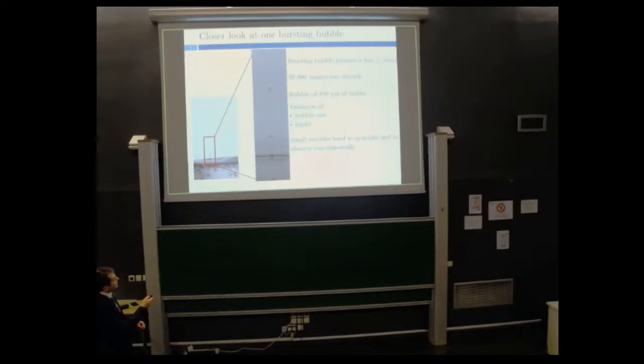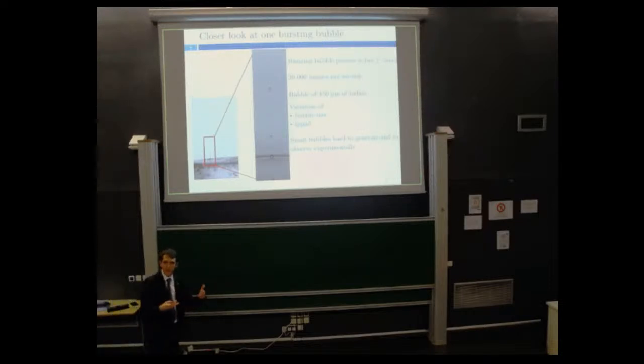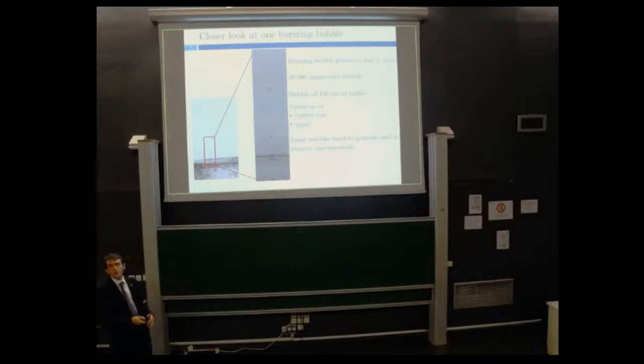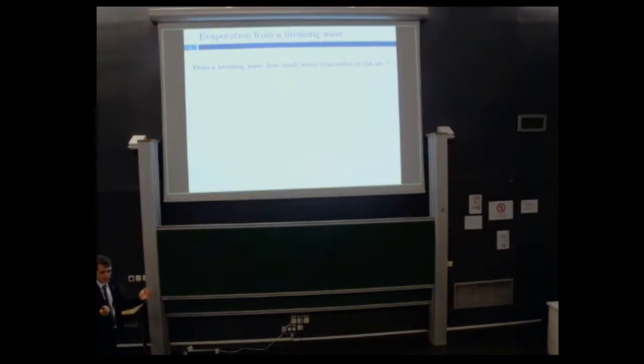By changing the bubble size or the type of liquid, we can explore the whole range of bubbles, how they will burst, and how many droplets they will produce. We can already see that small bubbles will be hard to generate and to observe experimentally, since we need to zoom a lot to observe the small bubbles and therefore the small droplets they produce. So that leads us to our main question.